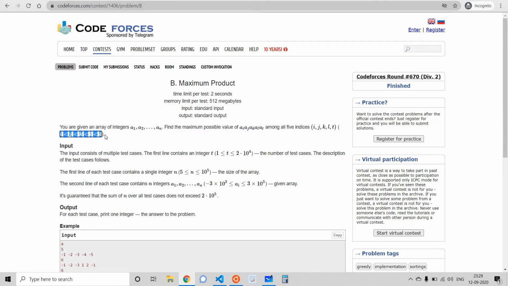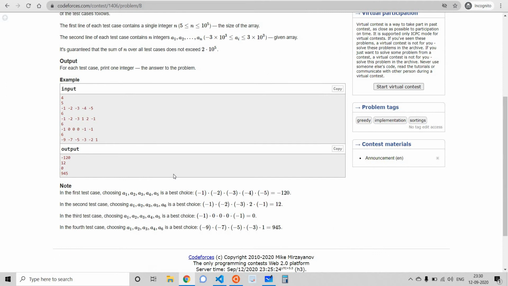So if we observe, the order of indices does not really matter. We just need to choose 5 elements from our array, and if we choose 5 distinct ones that are present at distinct indexes, so if we pick any 5, this property will be maintained, that is i is less than j, j is less than k and so on. So we just need to find 5 elements and get the maximum product value.